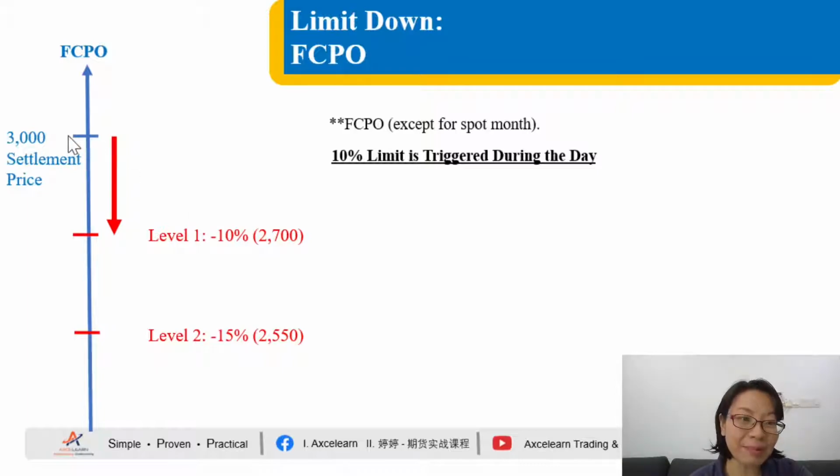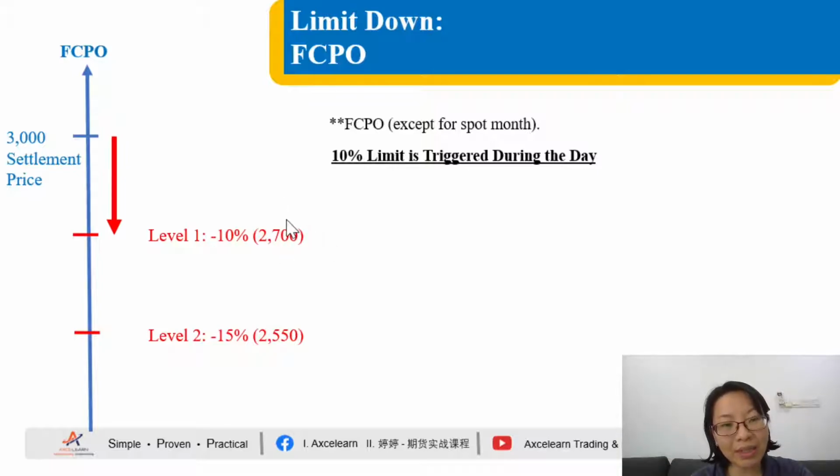So for FCPO, the first level is 10%. Let's say, for example, yesterday's closing is 3,000, so 10% is 300 points. Once your 3 active months of FCPO trigger 10%, then they will trigger this limit down. They need 3 trading months, not only 1 month, 3 months, then they will trigger this limit down.